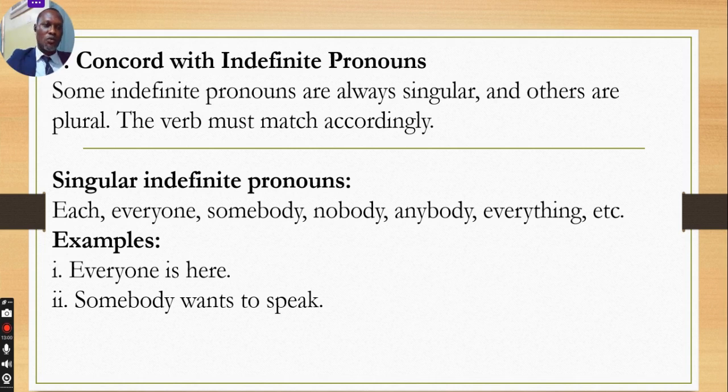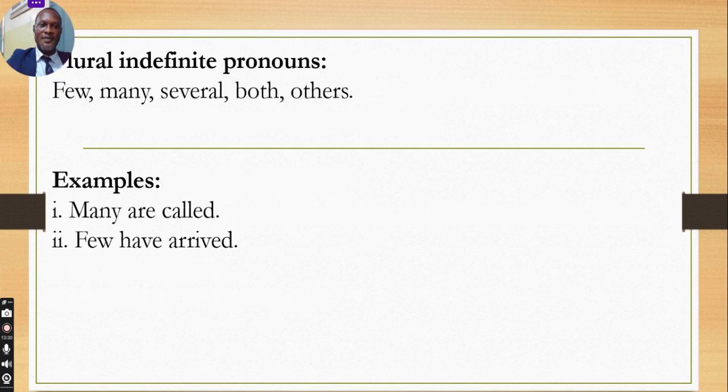All right. Number 2, you say somebody wants to speak. Wants. Remember, that is singular. A verb that has s is singular. The one without s is plural. Okay, somebody wants to speak. Don't say "somebody want to speak with you." No. You say somebody wants to speak with you. Hope that is understood. All right, so let's move to the next.